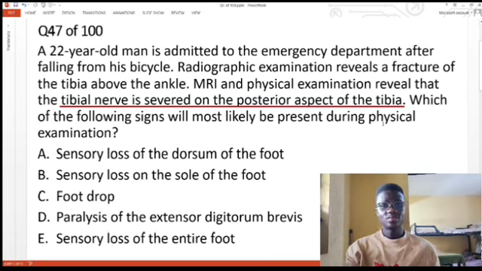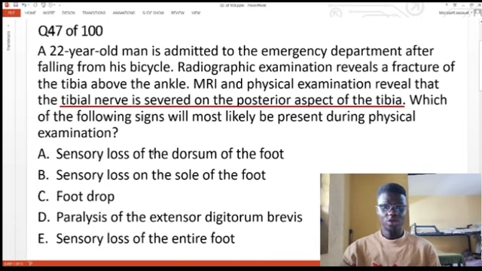This is question 47. Let's get straight into the video. The question says a 22-year-old man is admitted to the emergency department after falling from his bicycle. Radiographic examination reveals a fracture of the tibia above the ankle. MRI and physical examination reveal that the tibial nerve is severed on the posterior aspect of the tibia. Which of the following signs will most likely be present during physical examination?